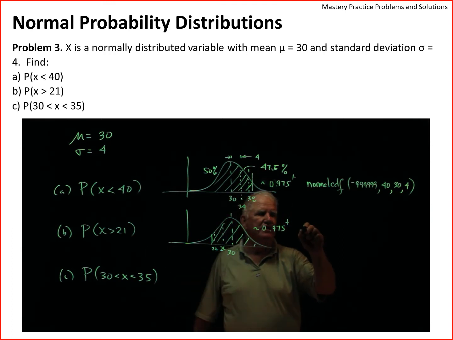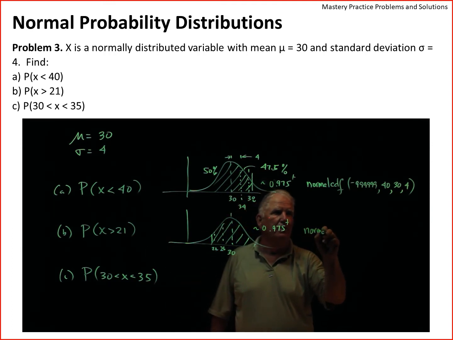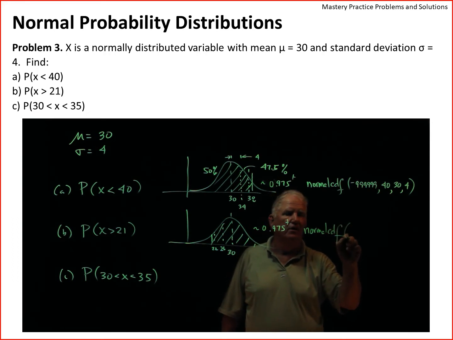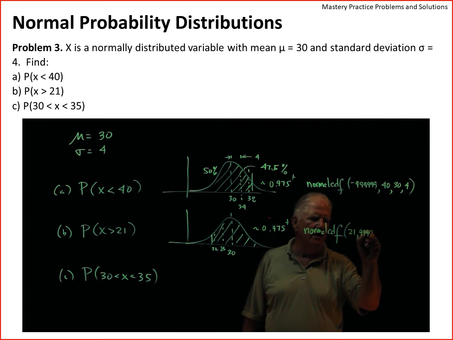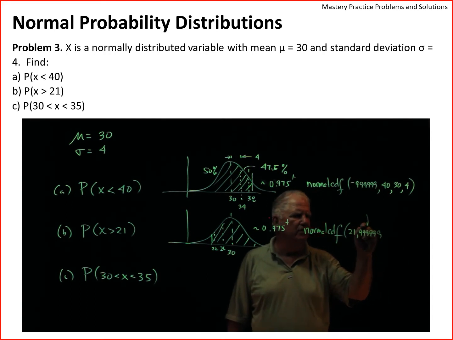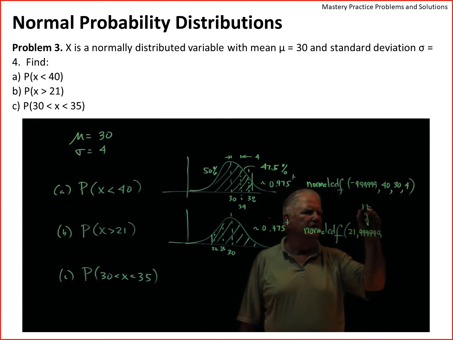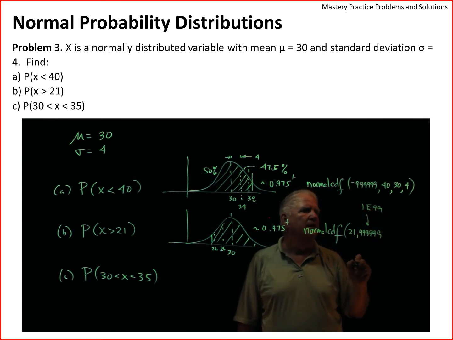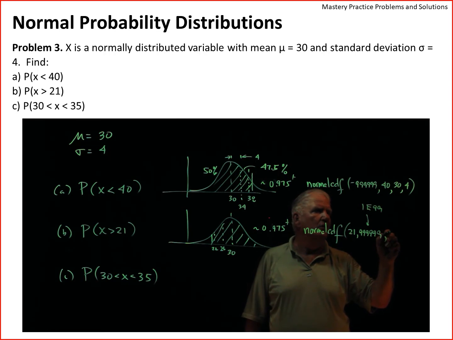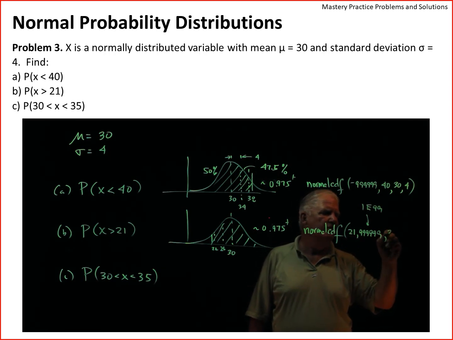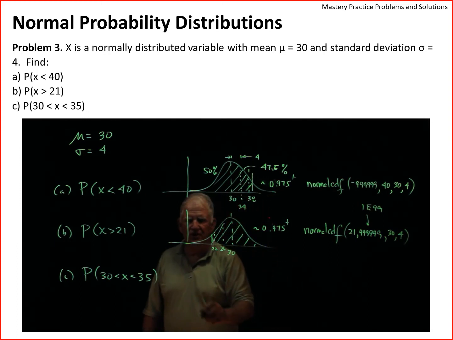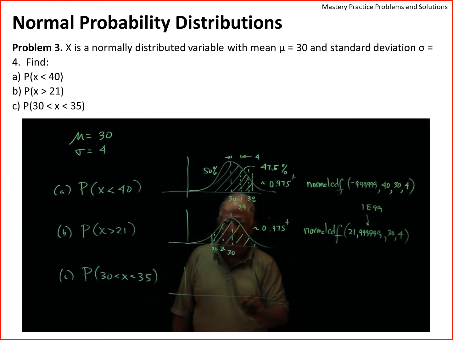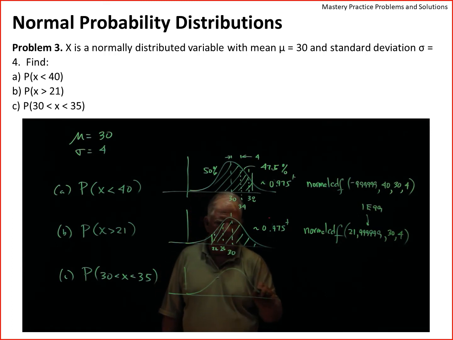What it is actually is normal CDF. Lower bound in this case is 21. The upper bound is 99999. And of course, if you like, you can make that 1E99, right? And then for the other one, lower bound, upper bound 34. Finally over here, same thing, all right? I go up like this.